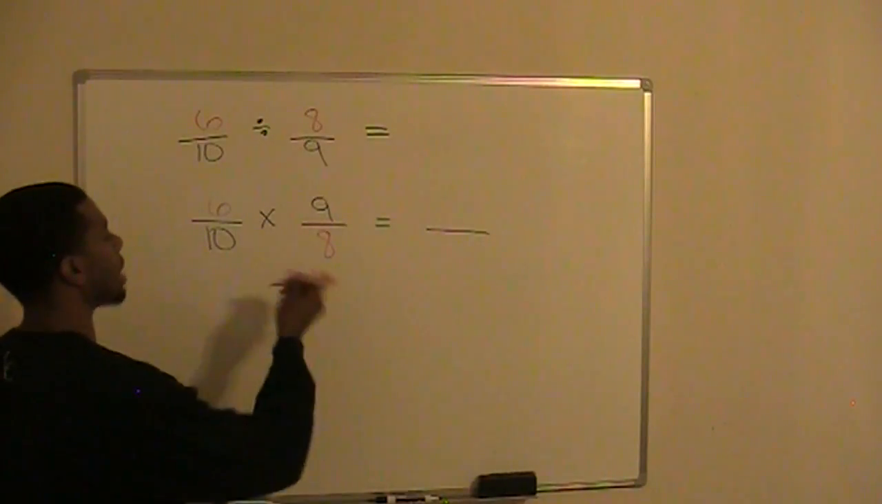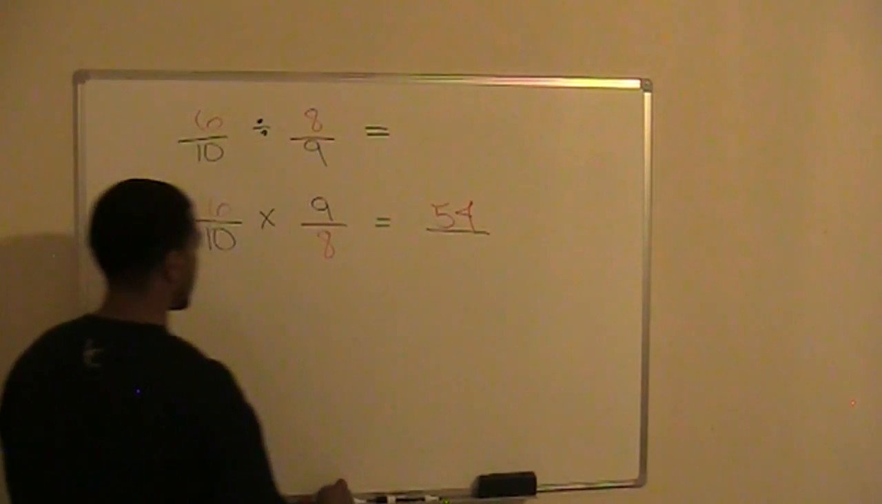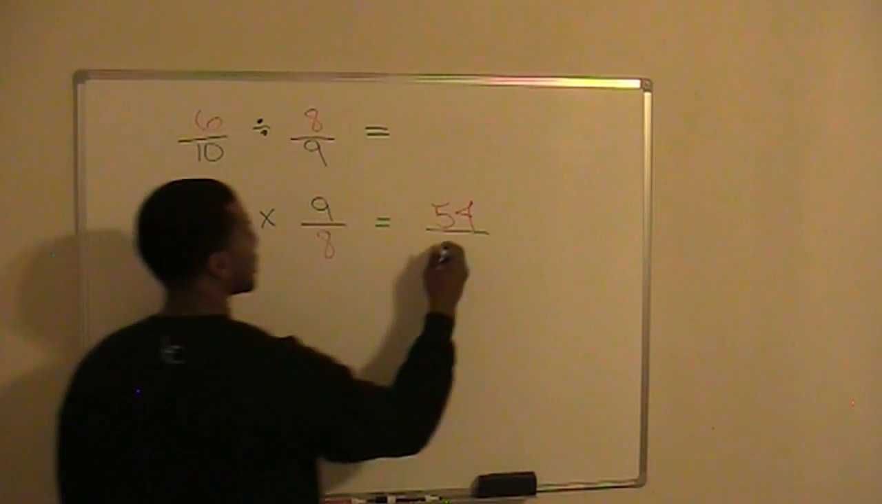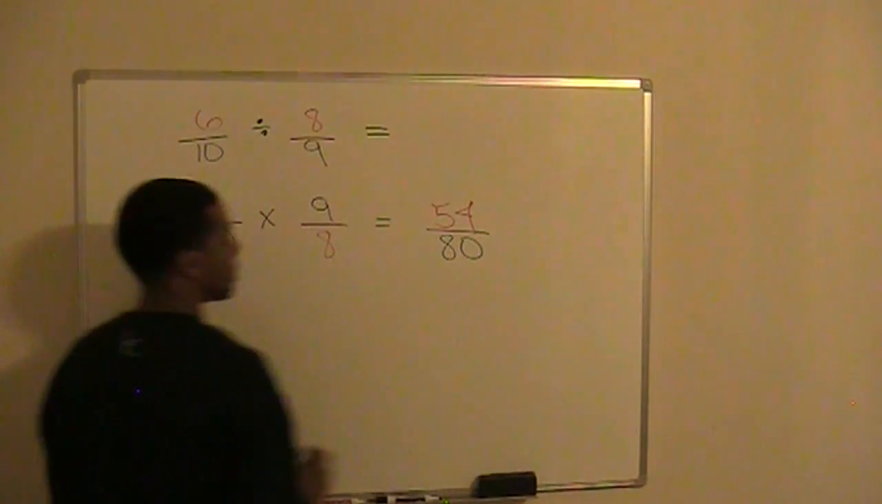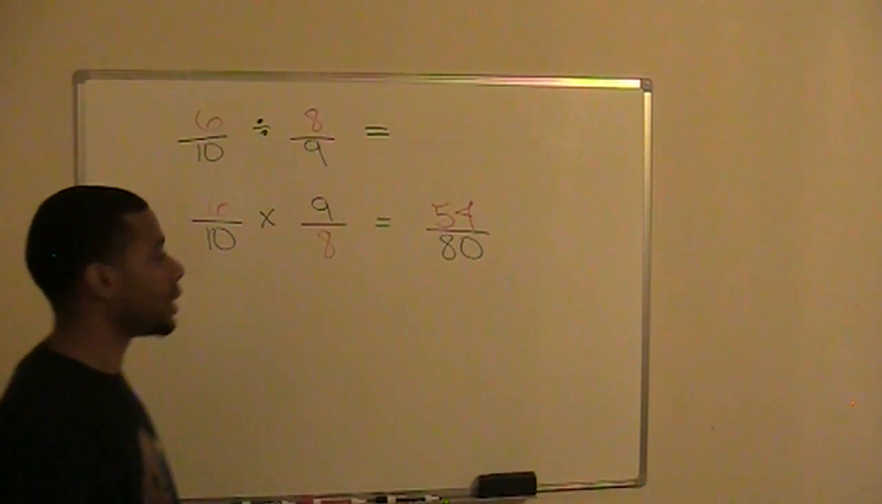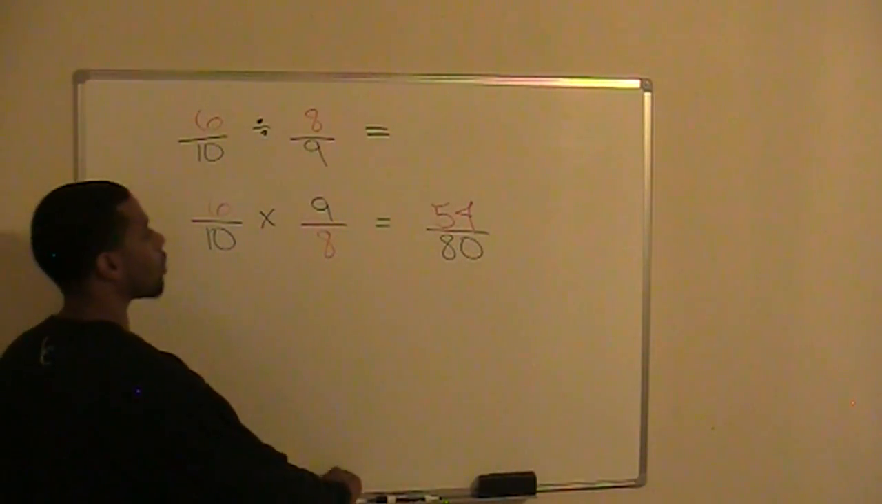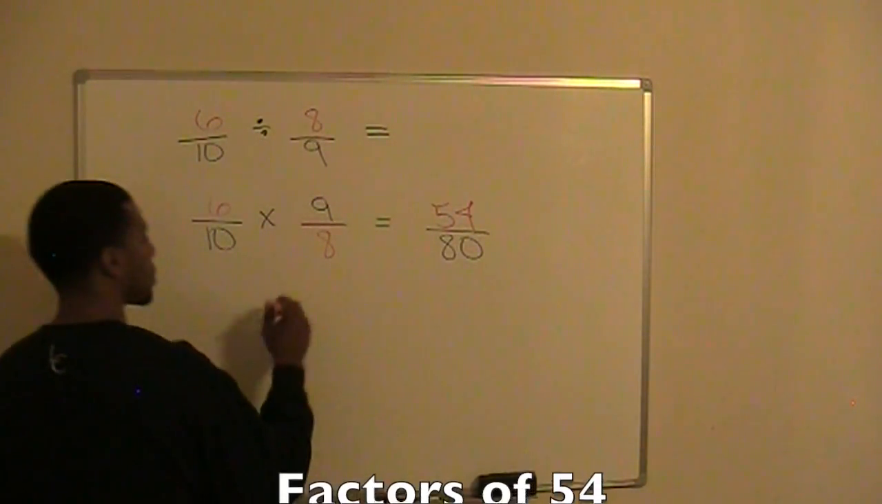So we have 6 times 9, which will give me 54. And then we have 10 times 8, which will give me 80. So now I have 54 over 80. And yes, we can simplify. Both of these numbers are even. So we're going to write down the factors for 54.